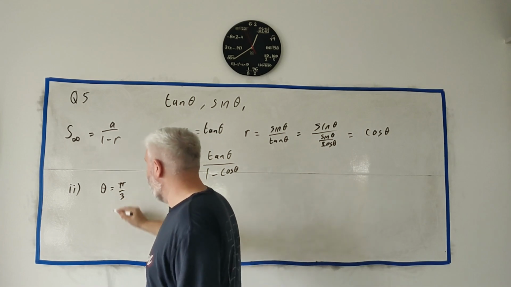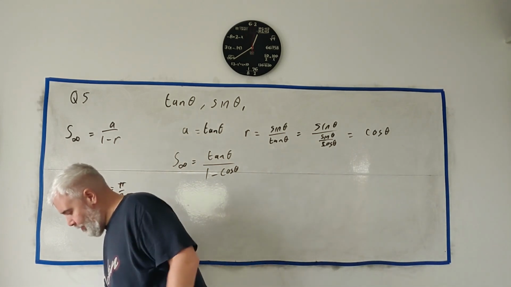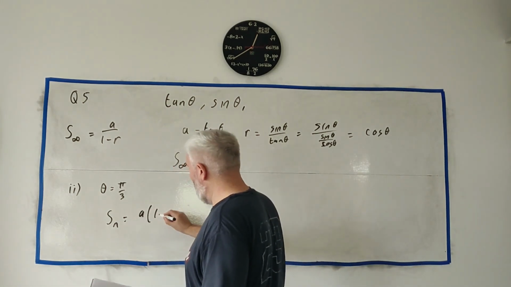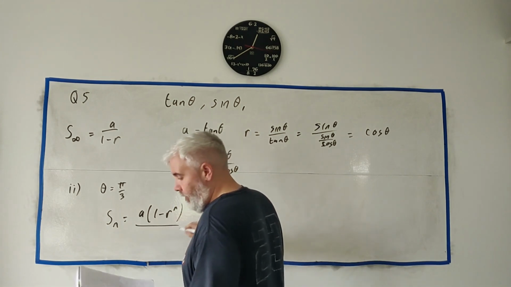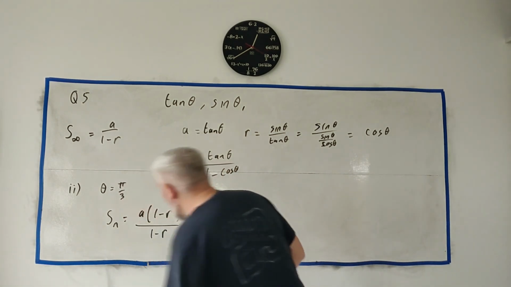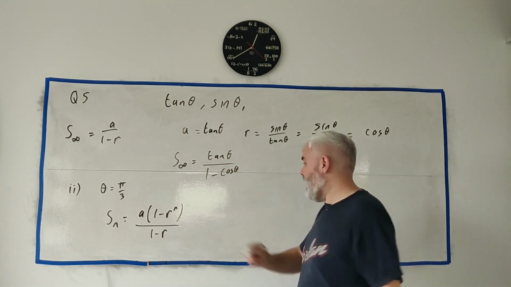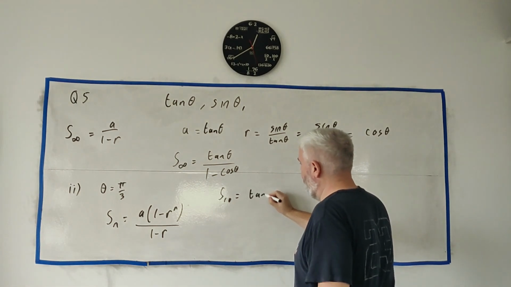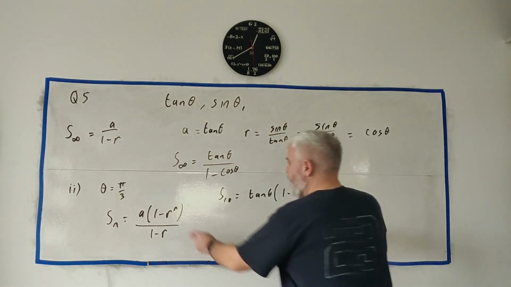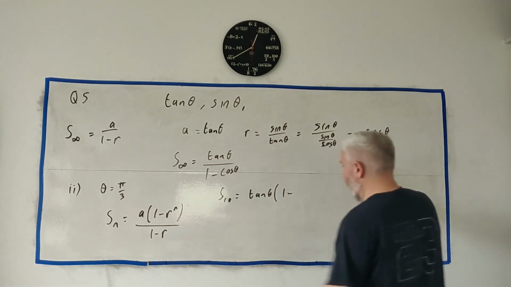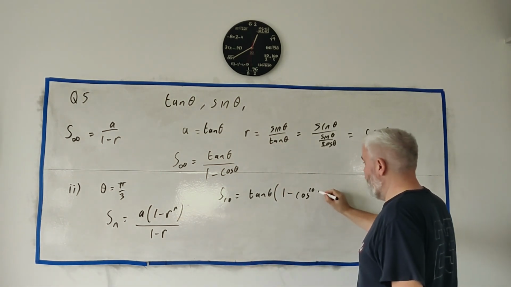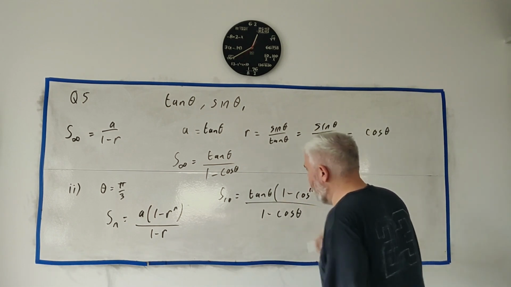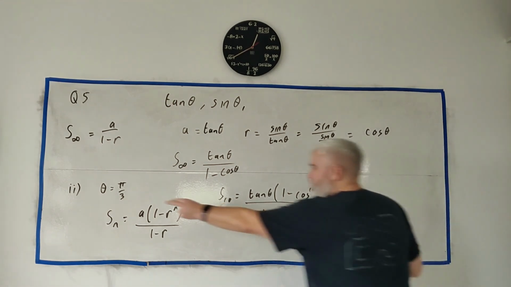So the sum of the first 10 terms, well, we need Sn for that. Let me look this up this time. Sn is equal to a multiplied by 1 minus r to the n, divided by 1 minus r. And what did they ask for? S10. So S10 is equal to a, which is tan theta, times 1 minus r, which is cosine to the power 10 theta, divided by 1 minus cosine theta. And sorry, I forgot we know theta. Theta is pi over 3.